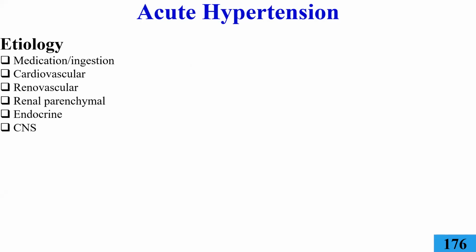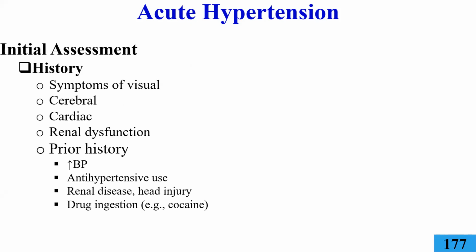Acute hypertension depends on the situation, and it can occur anytime from neonatal. I have seen it in a 1 day old. So it can be due to medication ingestion, drug withdrawal from the mother, cardiovascular reasons, renovascular reasons, renal parenchyma, endocrine, and CNS. So history is very important to take, especially if you have cerebral manifestation, cardiac and renal manifestation, and if there is history of previous attacks of hypertension.